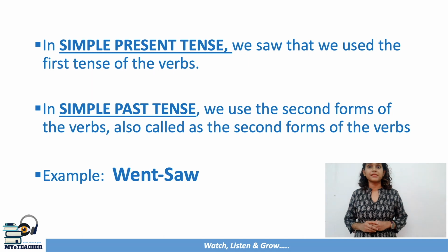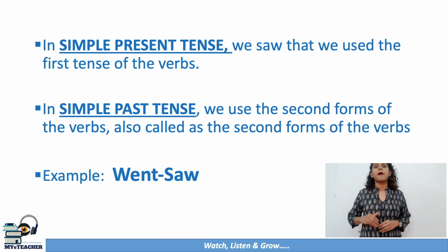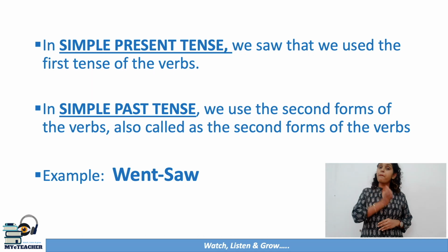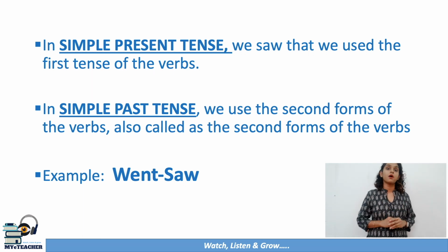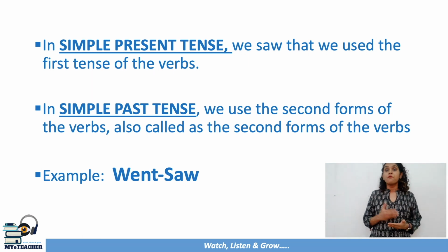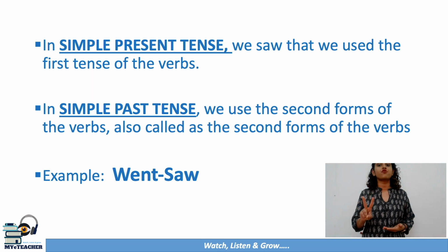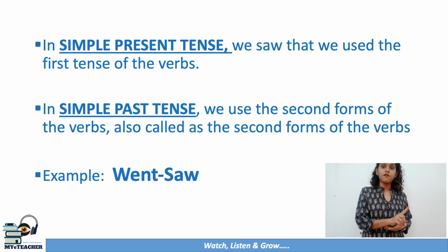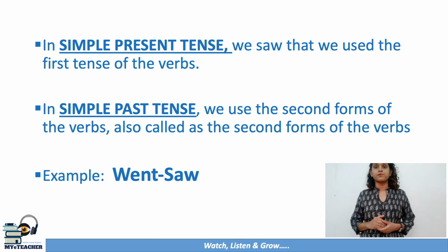In simple present tense, we saw that we use the first form of the verb. For example, go or see. But in simple past tense, we use the second form of the verb, also called the past form of the verb. Now the question arises, how to make the past form of a verb? Here we have to classify verbs into two categories: regular verbs and irregular verbs.